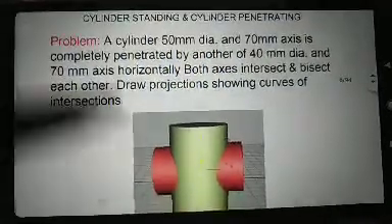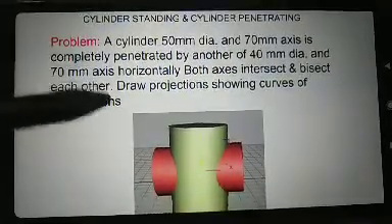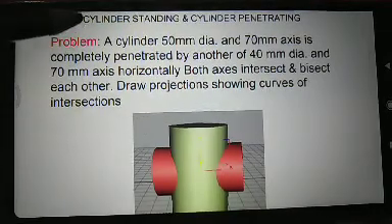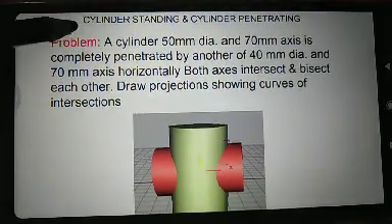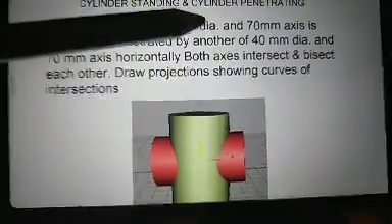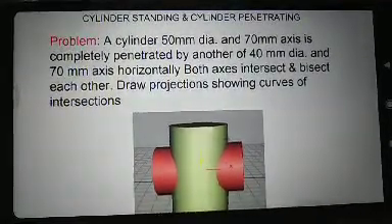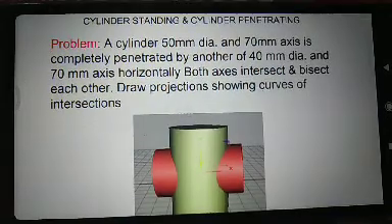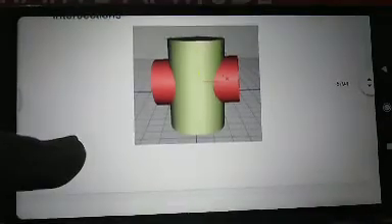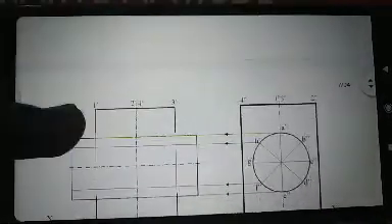We took an example of a cylinder of 50 mm diameter and 70 mm axis. The first cylinder is standing and the other cylinder is penetrating. That is the intersection of cylinder with cylinder. This is the problem we saw, and this is the 3D view of that object.